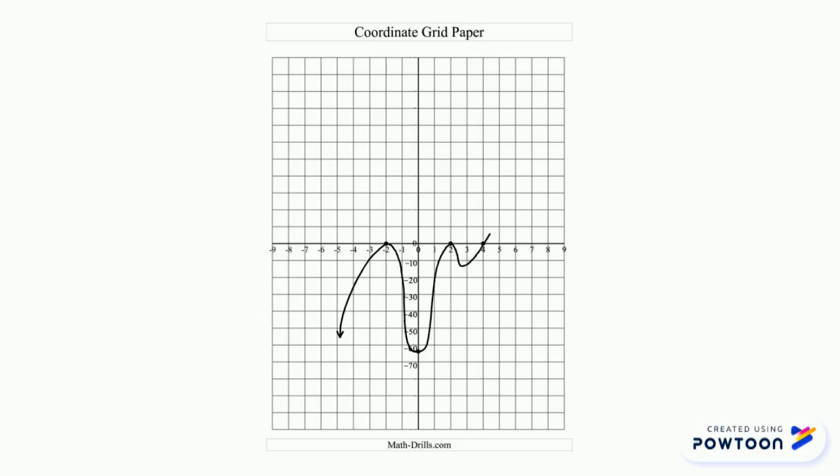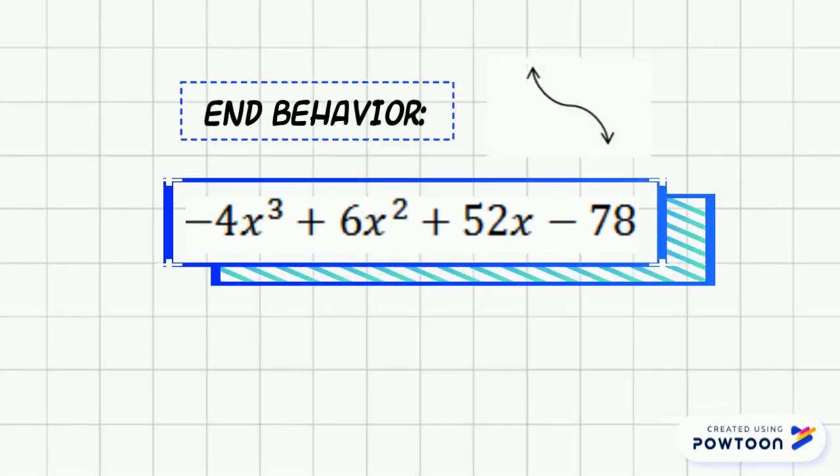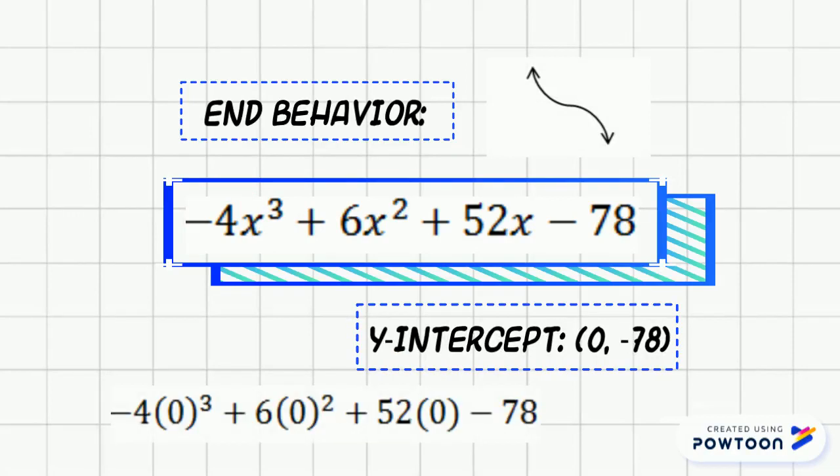And that is how you graph and solve polynomial functions. So we can understand more on how to solve polynomial functions, we have another equation here which is negative 4x cubed plus 6x squared plus 52x minus 78. It has an up-down end behavior since it has a negative leading coefficient and the highest exponent is an odd number. Its y-intercept is (0, negative 78) after we substituted x with 0 in the equation.